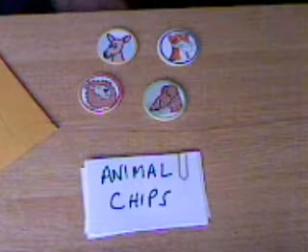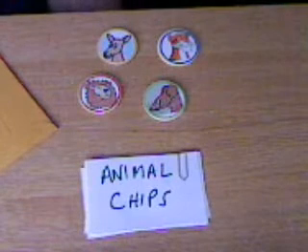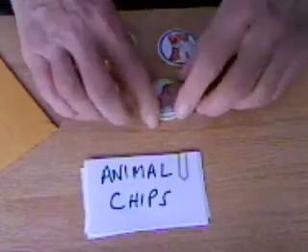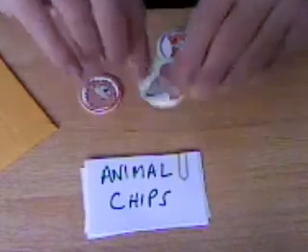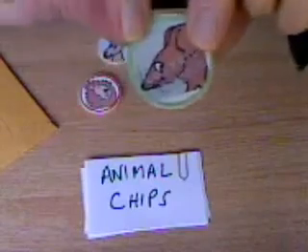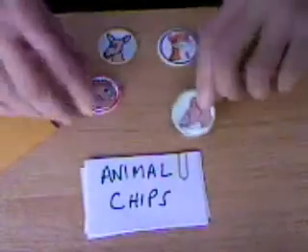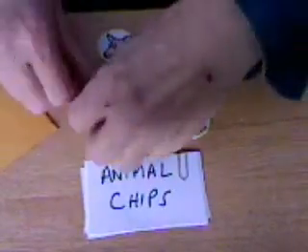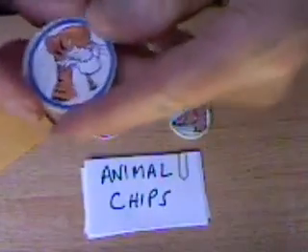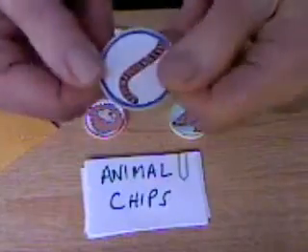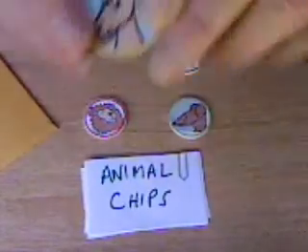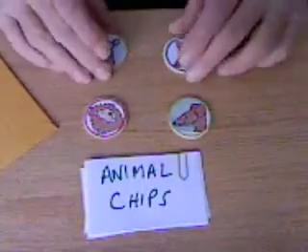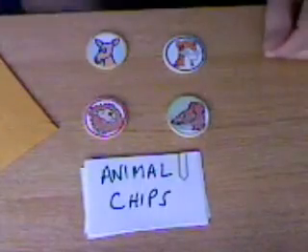This is a demonstration of Animal Chips, a new trick by Alan Chitty. There are 4 discs showing animals, in this case a mouse with his tail, a lion with a tail, a tiger with a tail, and a kangaroo with a tail. Could be anything, could be domestic animals, cats, dogs, etc.